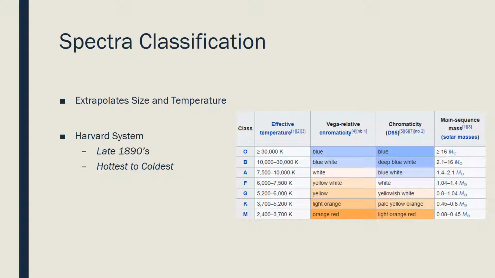We use the Harvard system. It was developed in the late 1890s by Antonia Maury and then perfected by Annie Jump Cannon. They built off of prior systems, rearranging and perfecting the system. They moved up the O classification so that it was more directly hot to cold for this system.